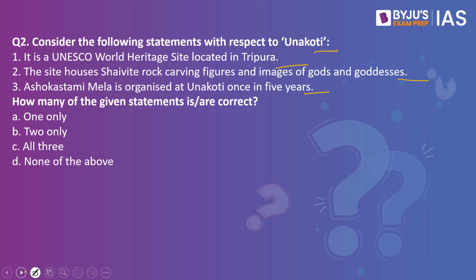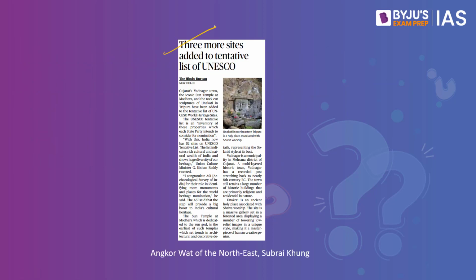What is the context? This article in the Hindu newspaper today has a reference to the 3 new additions to the UNESCO's tentative list of World Heritage Sites. What is this tentative list? See, this tentative list is a list comprising those properties which each state party intends to consider for nomination as World Heritage Sites. And which are the 3 new additions to India's list?